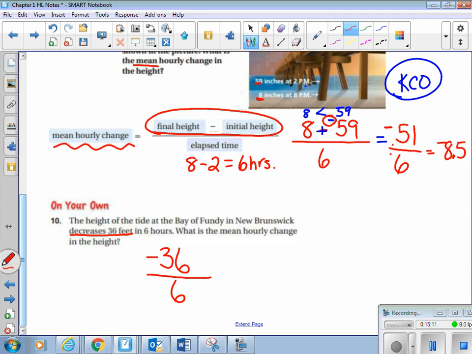over an elapsed time of 6 hours. So to average that out, I've got a negative divided by a positive. My answer is negative. 36 divided by 6 is 6. Your answer is negative 6 feet would be your hourly change in your height.